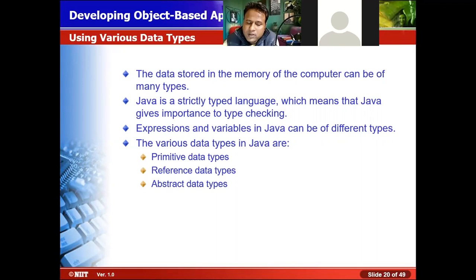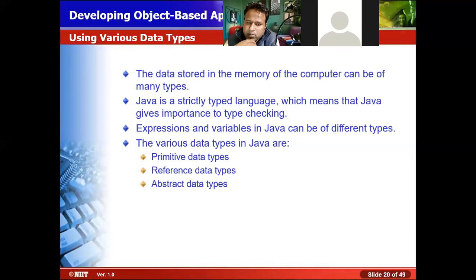Variable data type defines the type of data that will be stored in a variable. Java is a strictly typed language, which means that Java gives importance to type checking. So there are different data types we are using.